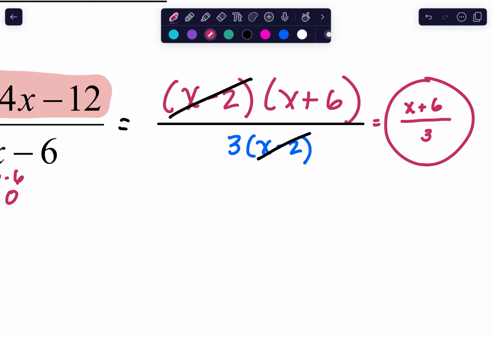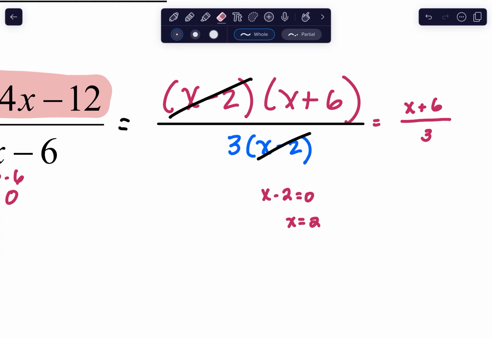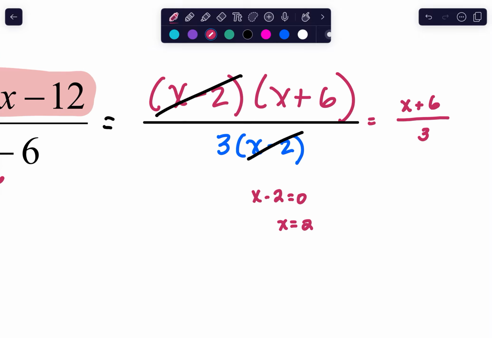So what we have to do is state our domain restrictions. Anytime you cancel something from your denominator, you set that equal to 0 and solve it. So x equals 2. That means that's my domain restriction. So we're going to expand our solution just a little bit and say my answer is x plus 6 divided by 3, and then we usually put a semicolon there. Then we say x cannot equal, and then whatever value. Sometimes it is more than one value, sometimes it's 2 or 3, depending on what we cancel. And then that's your final answer.